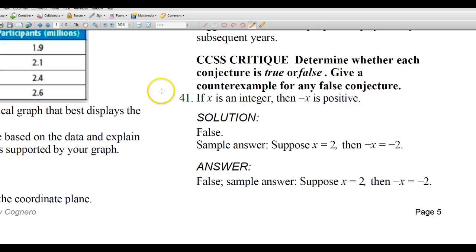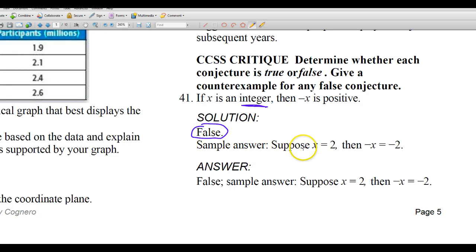For number 41, determine whether each conjecture is true or false. Give a counterexample for any false conjecture. So number 41, if x is an integer, then the opposite of x is positive. So our integers are the numbers on the number line, including 0. So we have negatives, positives, and 0. And this is saying you can take any integer, take the opposite of it, and you'll get a positive. Well, this is a false statement, so our answer would be false.